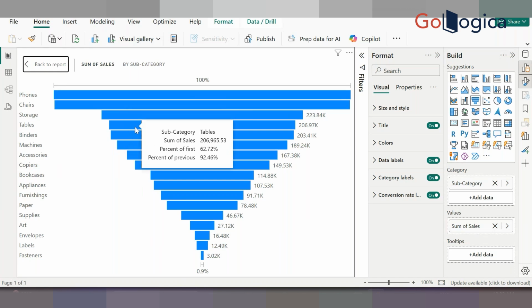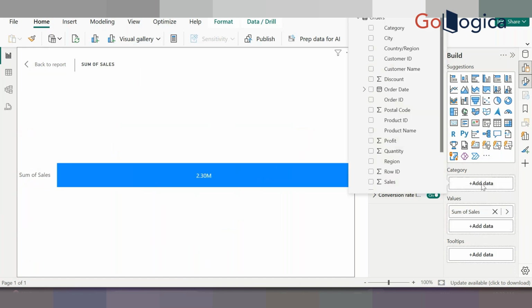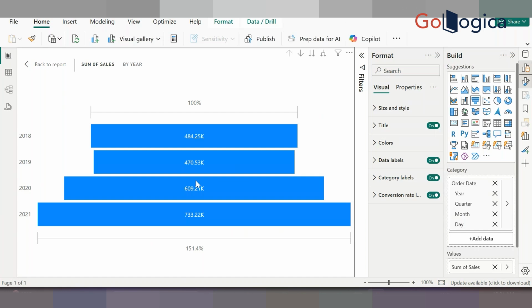If they have to get in the top positions, when you see the tape binders, they have done only 62% compared to the phones, and compared to the previous higher value, it is done 92% better than the storage. So that is what we are able to understand from this. 2018, 2019 they've shown a decline.